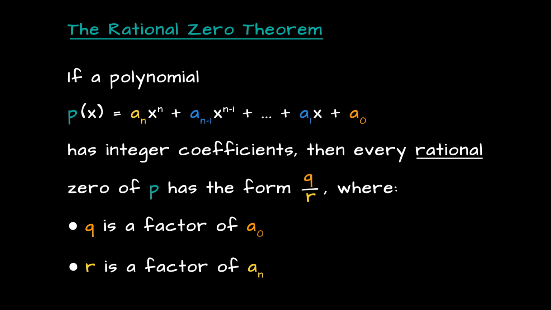Recall that a rational number, by the way, is just a number that can be expressed as a ratio of two integers. We won't have time to go through the proof of the rational zero theorem here, but if you're wondering why it's true, it's not too difficult to understand. Try substituting a rational number into a general polynomial p of x, and see what must be true in order for that polynomial to equal 0. That will give you a sense for why this theorem works.